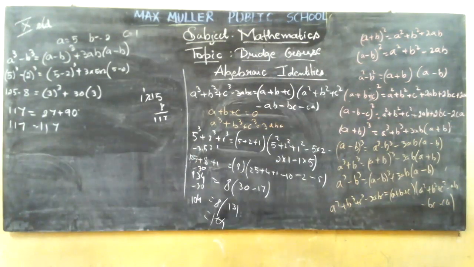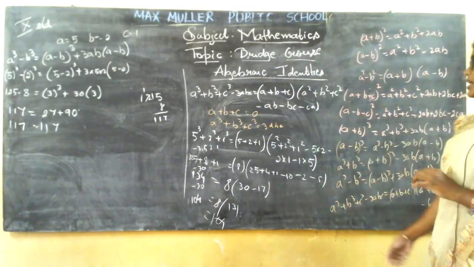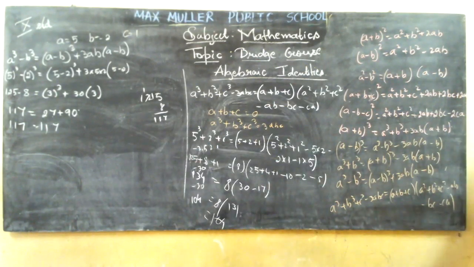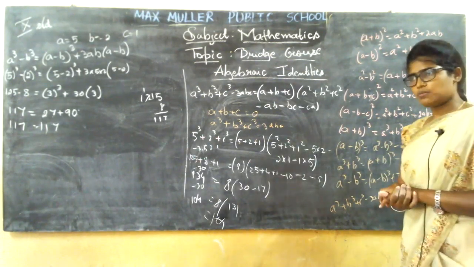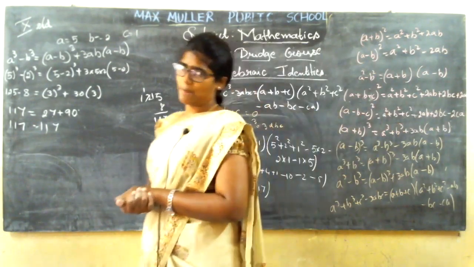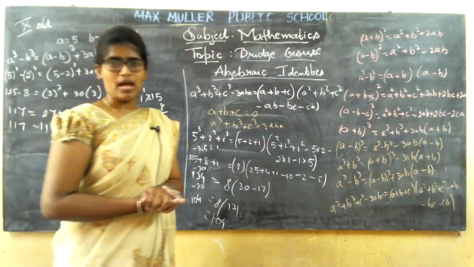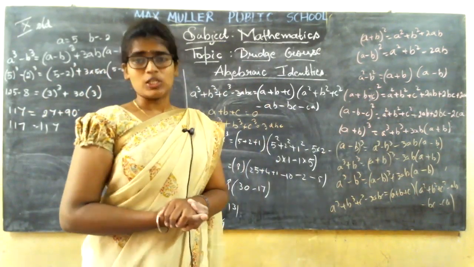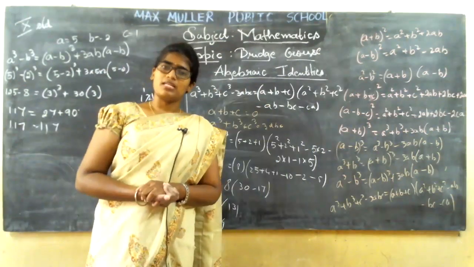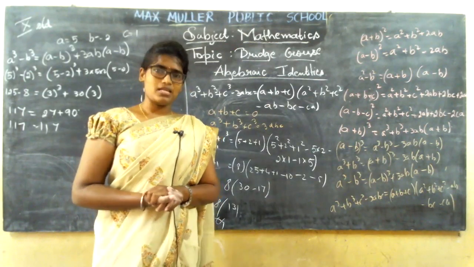Let us revise all the things. So what is a plus b the whole square formula? It is a square plus b square plus 2ab. Then a plus b the whole cube formula is a cube plus b cube plus 3ab into a plus b. a square minus b square formula is a plus b into a minus b. a cube plus b cube plus c cube minus 3abc formula is a plus b plus c into a square plus b square plus c square minus ab minus bc minus ca.